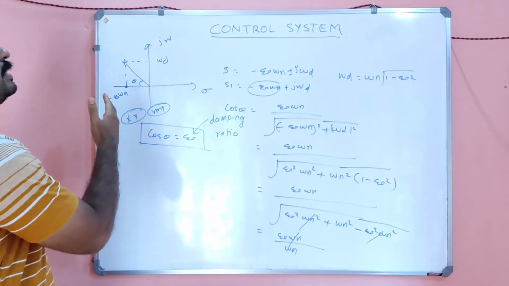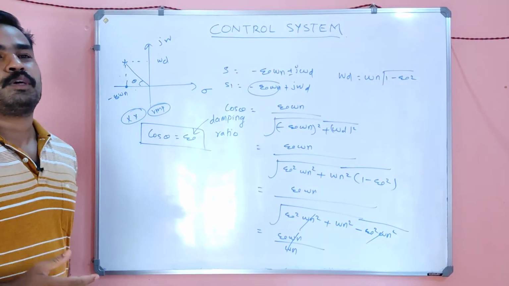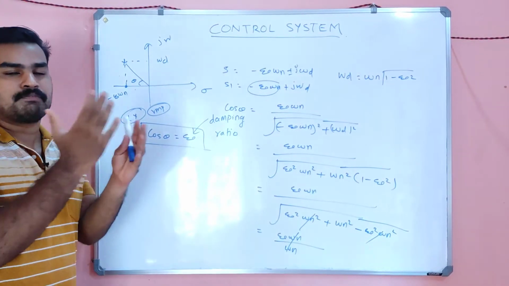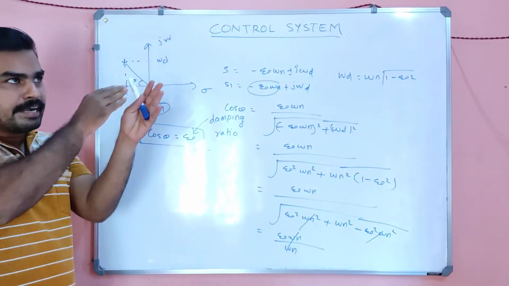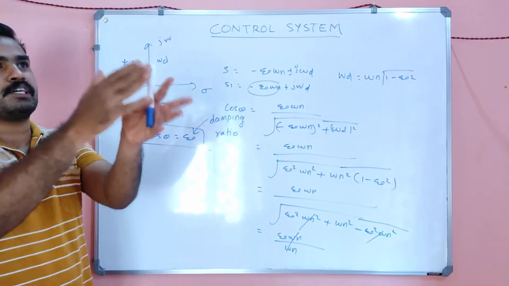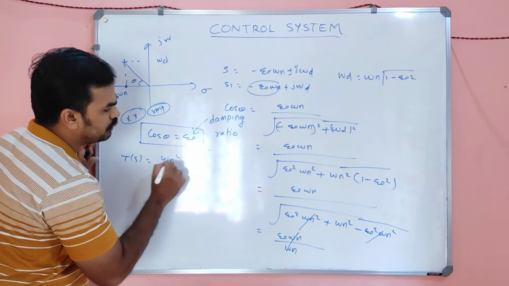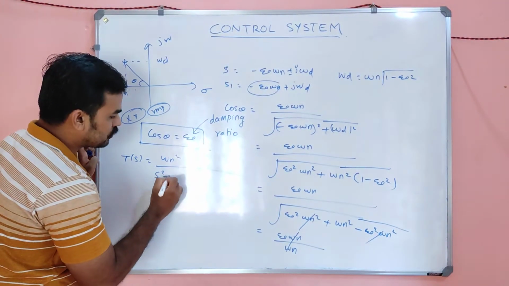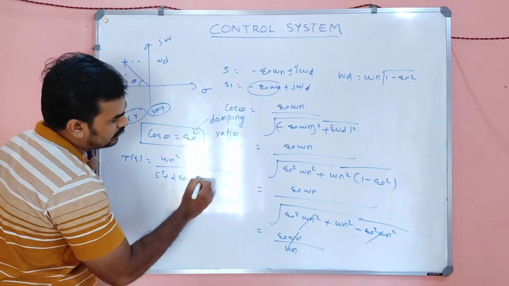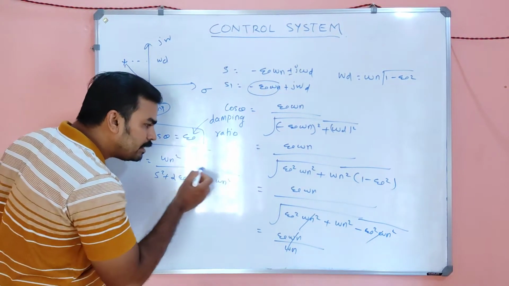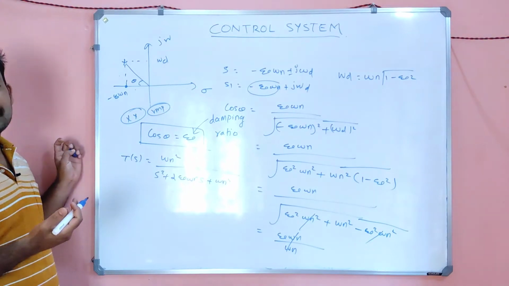Why is it called the pole? Because of the denominator of the transfer function, omega n square divided by s square plus 2 zeta omega n s plus omega n square. You should remember this all the time. Equating this denominator to 0 gives the characteristic equation.